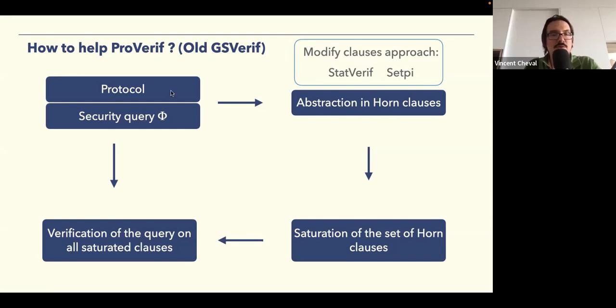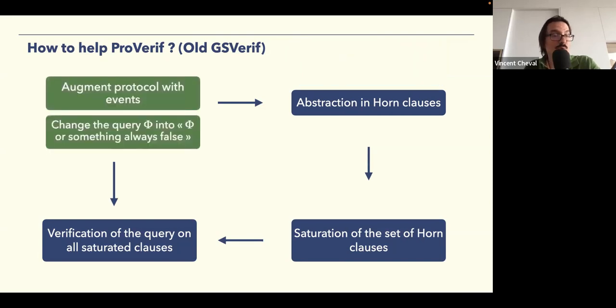The approach of GSVerif, the old version, was in fact to augment the protocol with events to record some information. So the abstraction to Horn clauses remains the same. We just modify the initial protocol with events. This way, it doesn't change how the protocol behaves. We just add events. And we change the query phi into, and this is kind of the strange part, phi or something or else false.